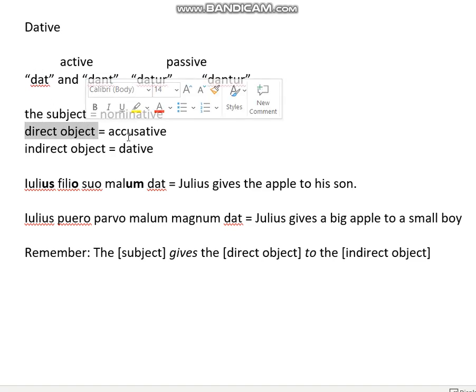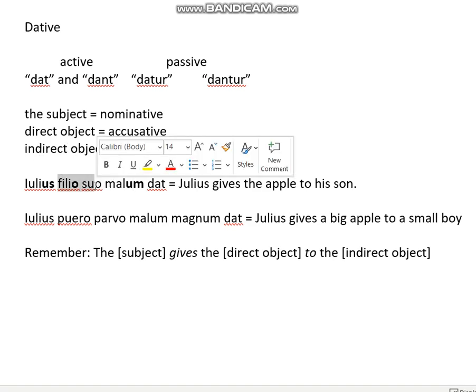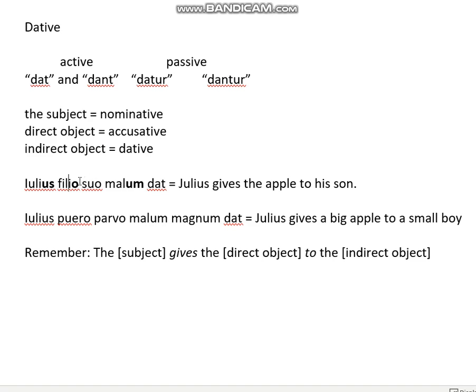Then you have the direct object, which is whatever word is in the accusative case. So it's the item that is being given. So in this case, Julius gives an apple. Well, okay, Julius gives an apple. Who is he giving the apple to? Well, that's where the indirect object comes in. So Julius gives an apple to his son. So suo, remember filio suo, means to his son. So Julius gives an apple to his son.